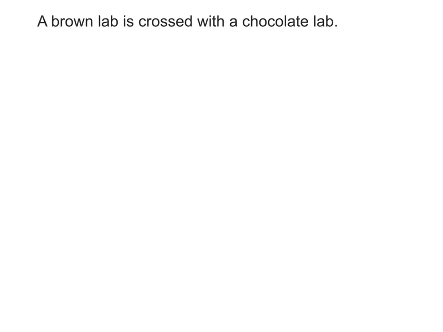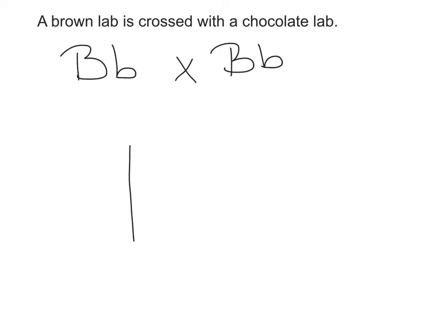A brown lab is crossed with a chocolate lab. This is two ways of saying the same phenotype. Brown, chocolate, same thing. So we said before that brown means that we have a heterozygous individual. So big B, little b, crossed with a chocolate lab, which is also brown, so another heterozygote. And so now we've got our parents. We're going to put their gametes on a Punnett square.